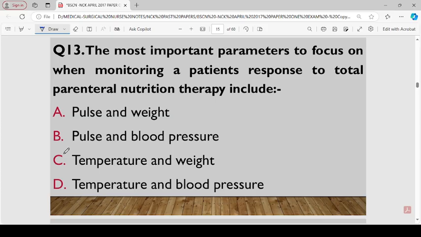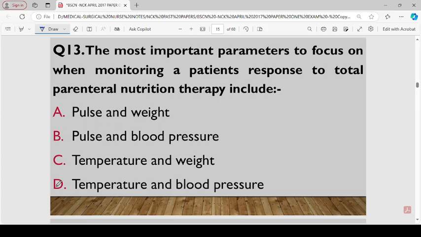Okay. The most important parameters to focus on when monitoring a patient's response to total parenteral nutrition therapy include, all right, of course, in parenteral nutrition, we are monitoring the nutritional status, the fluid balance, and complications, right? Looking at this one, nutritional status, we look in terms of weight, fluid balance in terms of the blood pressure, and complication, probably infections and temperature, right? So if you look at this, I think we have the best option as written.